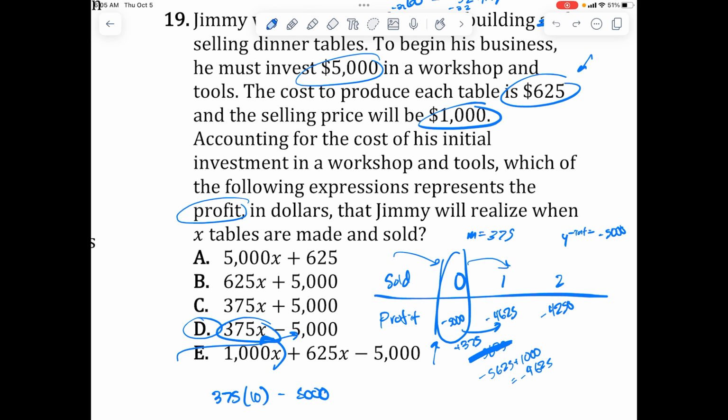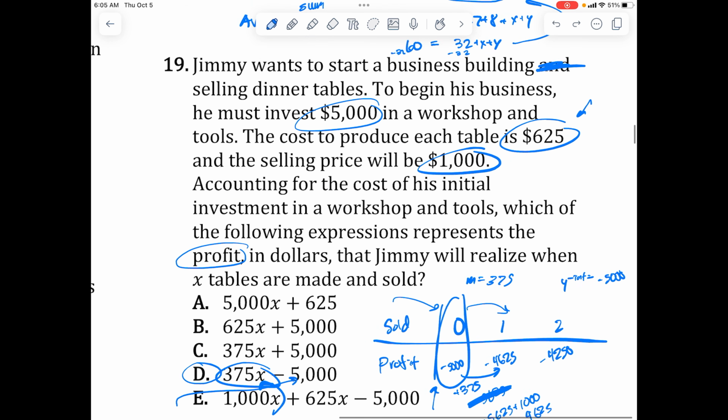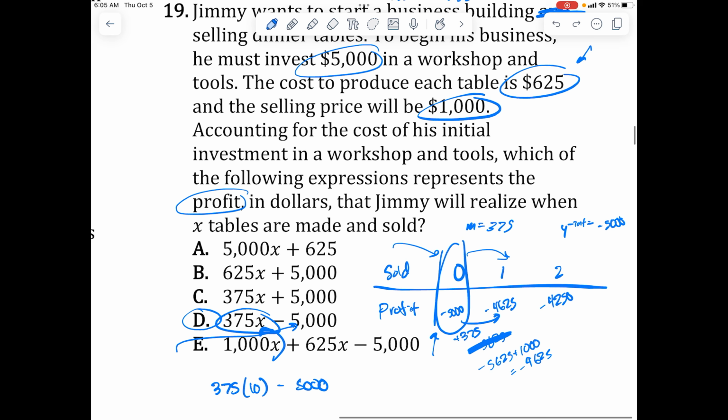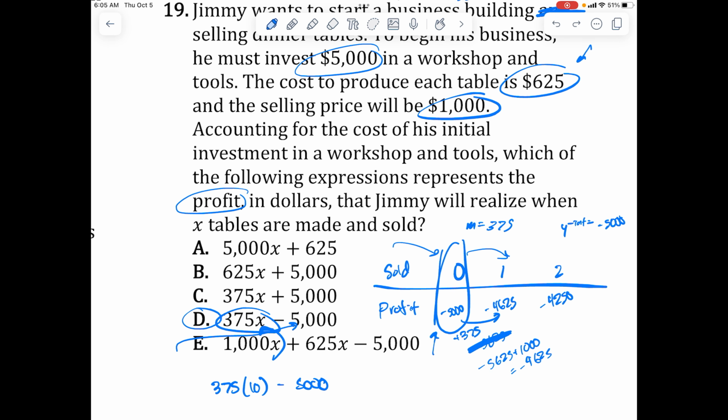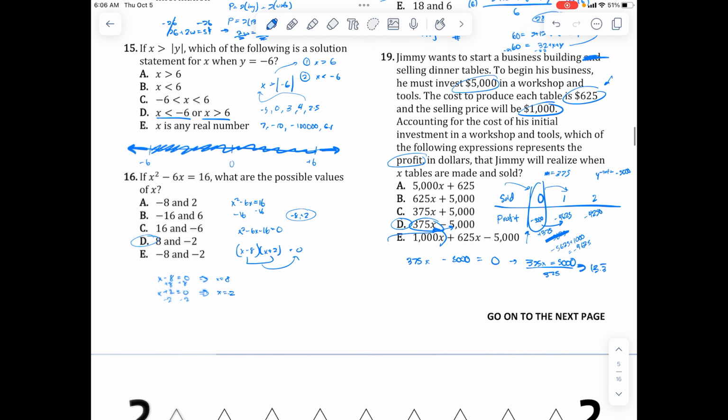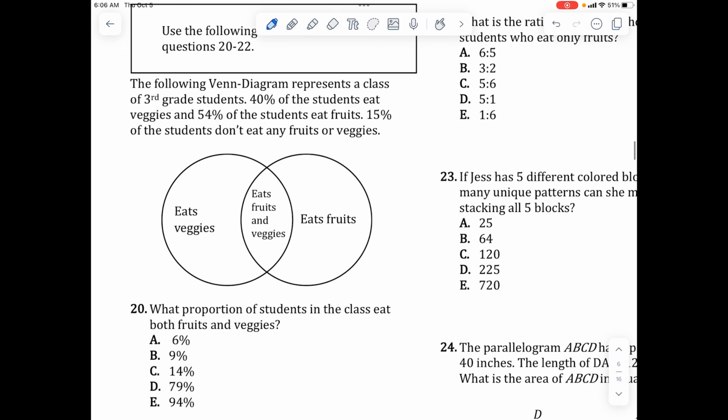Now, I guess a follow-up question that you could try to solve is, at what point will he actually be profitable? What you'll have to do in order to solve that is just set the profit to 0. 375x equals 5,000. Divide both sides by 375, and then see how many he has to have sold. You get 13.3 repeating. So once he sells 14, because you can't sell 13 and a half, he'll be profitable. Actually have a positive profit.